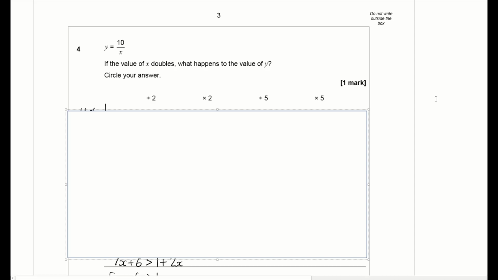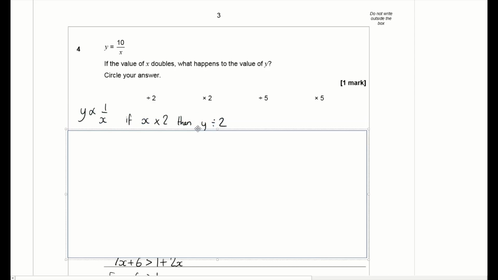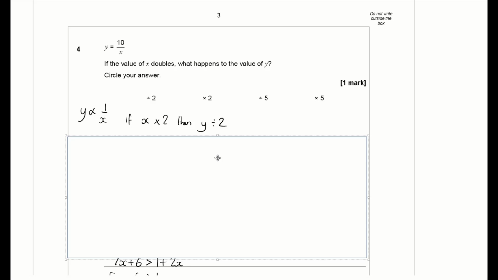But the best way to approach this is to recognise that y equals 10 over x is actually a form of inverse proportion, and that could be represented like this here. So this section just here represents y is inversely proportional to x. In that case, whatever happens to x, y will do the exact opposite. Now, they've already told us that x doubles, as in x times 2. We just said that y will do the exact opposite, so y would have to divide by 2.